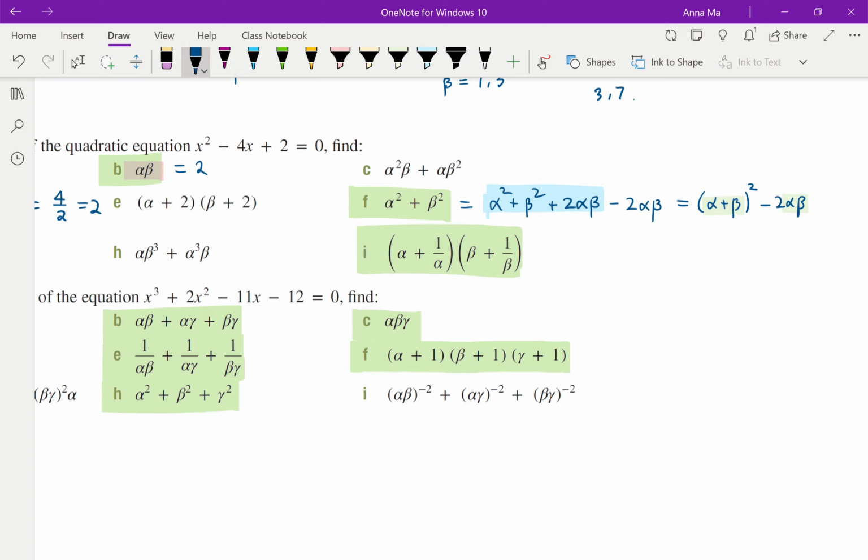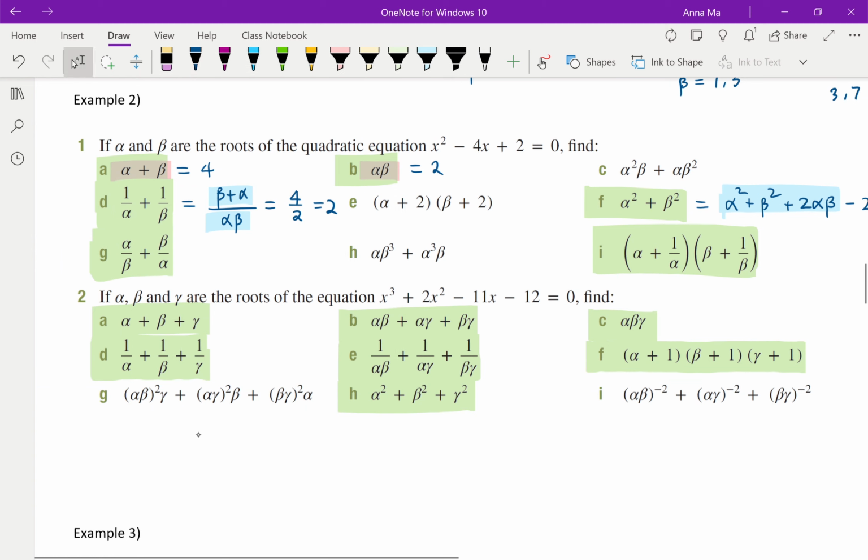So I know alpha plus beta was 4 and alpha times beta was 2. So we will get 16 minus 4, which is 12. So I didn't even have to find alpha and beta separately. We could use sum and product of zeros to find these values.